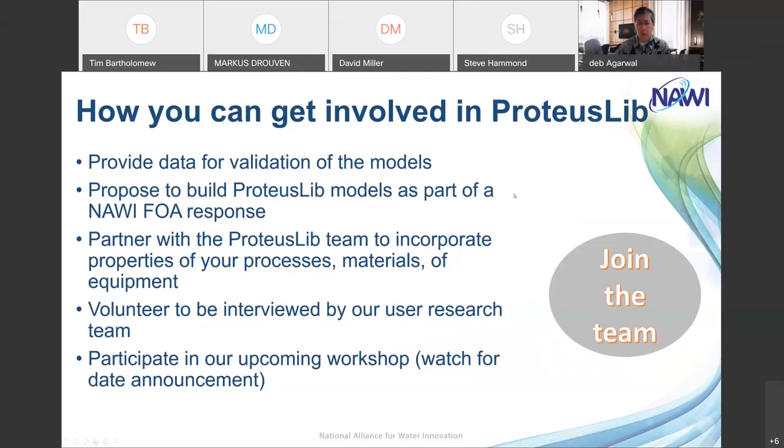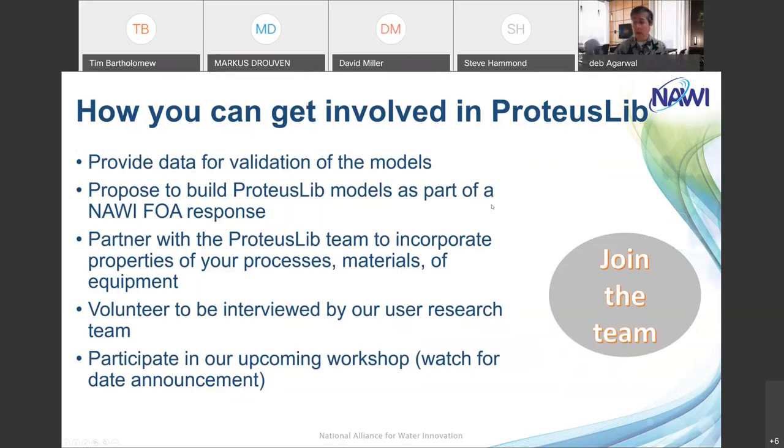You can also propose in our FOA process to build ProteusLib models. We'll have the underlying framework. We'd love to have you build models with us of your processes. You could, in the FOA process, actually propose to build models that incorporate into ProteusLib or that you provide separately. You can partner with our team to incorporate properties and processes that you'd like to see included in the system.